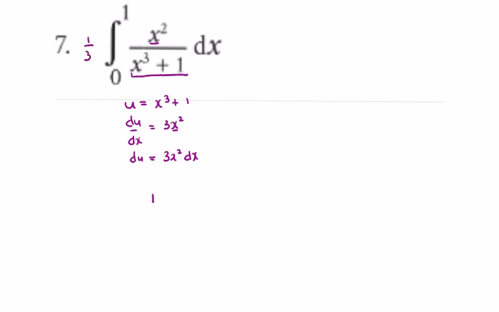So we're going to have a third times du, which is 3x squared dx, which will still be just x squared dx, over x cubed plus 1, which is u. So we can put the integral here, factor out the third, so we're going to have a third times the natural log of u, which is a third times the natural log of x cubed plus 1. So this is between 1 and 0.